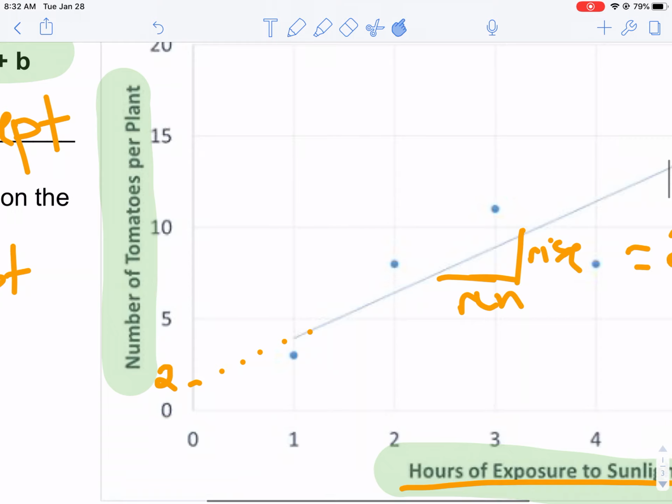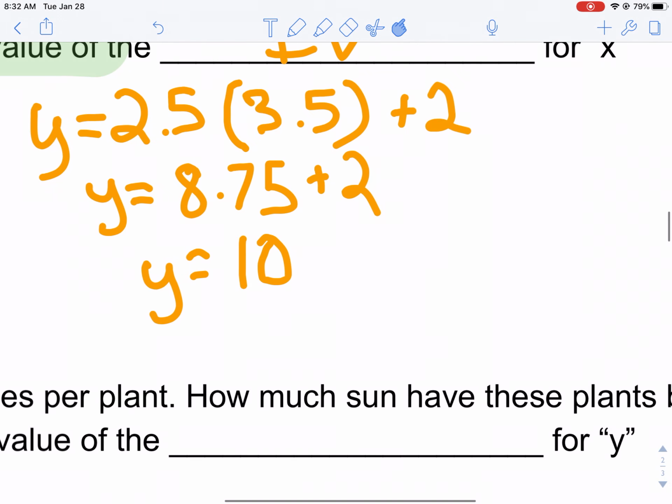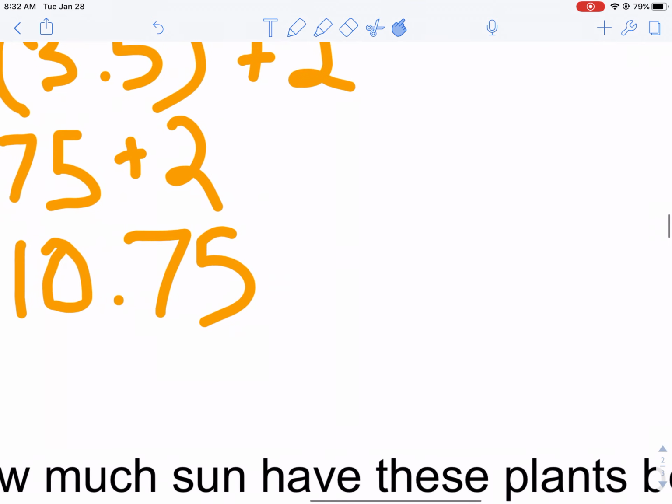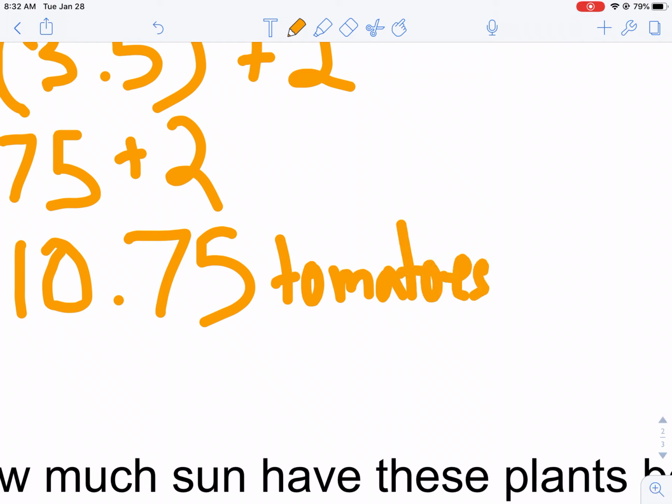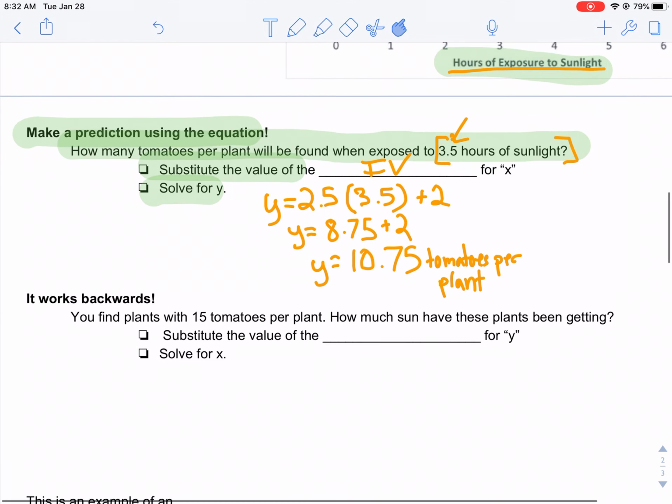So does that make sense? Or 10.75. So if we're at like 3.5 and we're going over, yeah, it's about 10.75. Cool. So, oops, 10.75 tomatoes per plant. Tomatoes, however you'd like to say it.